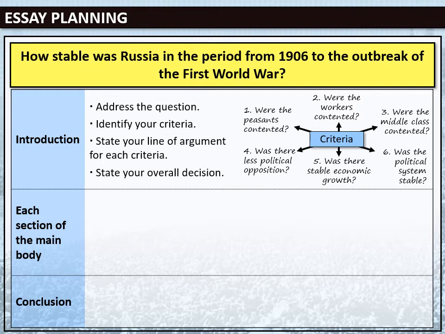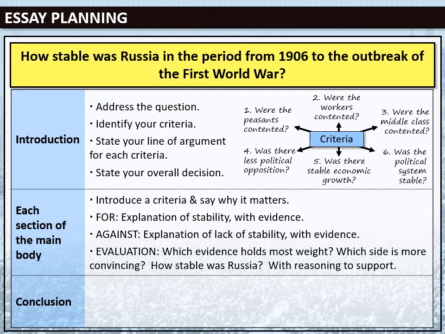Now, if you haven't thought about that yet, don't panic, but by the time you finish planning your answer, you will do. And we also need to state what our overall decision is going to be for this question. What's our ultimate judgment going to be? Was Russia stable or not?